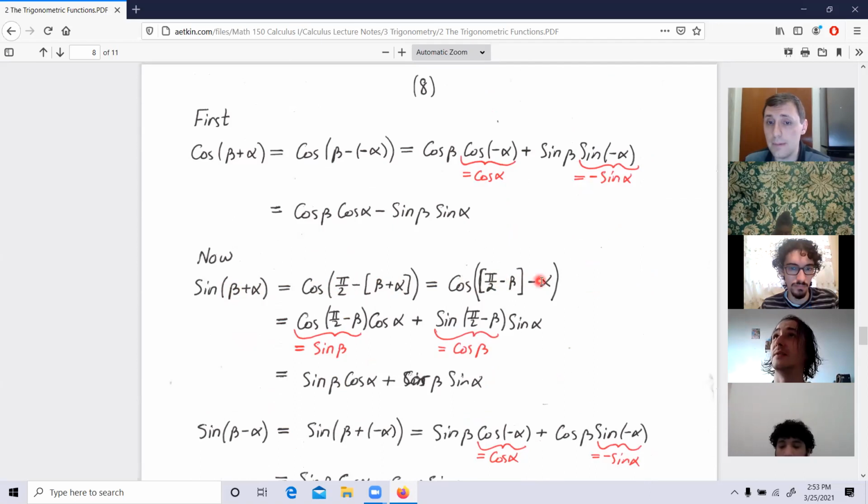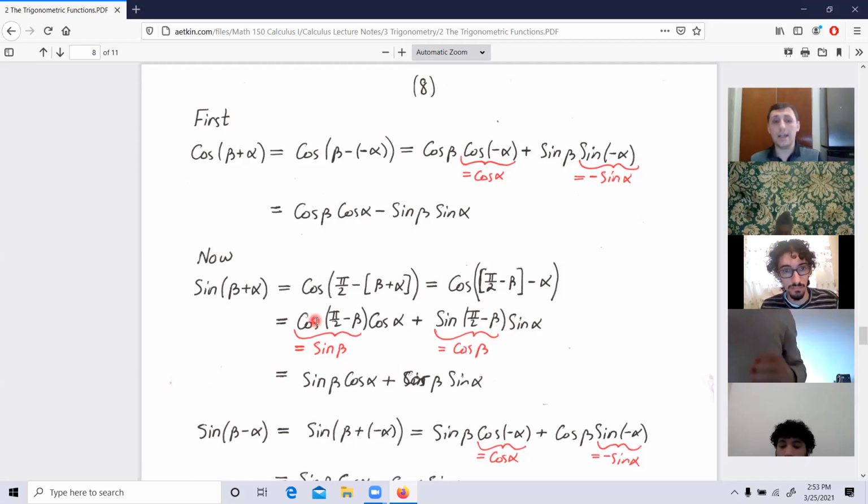And now it's the difference of two angles. So that becomes cosine of the first times cosine alpha plus sine of this times sine alpha. And then I can convert cosine of pi over 2 minus beta, it's simply sine beta. And sine of pi over 2 minus beta is cosine beta.